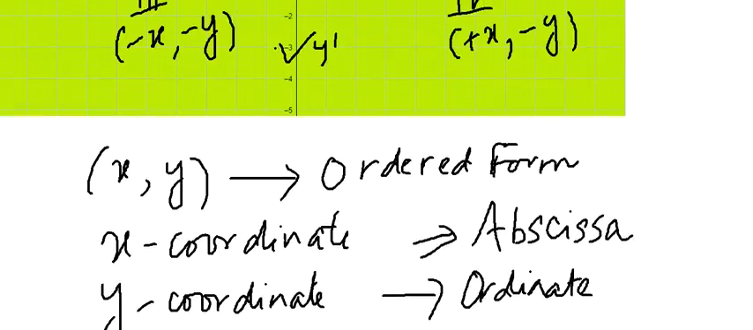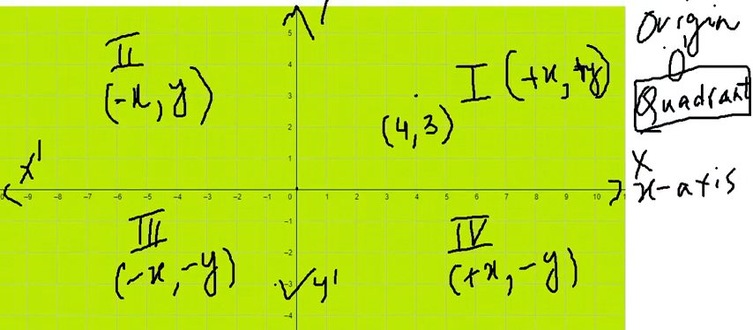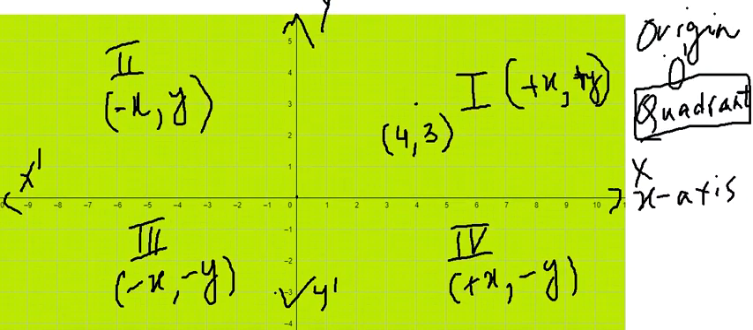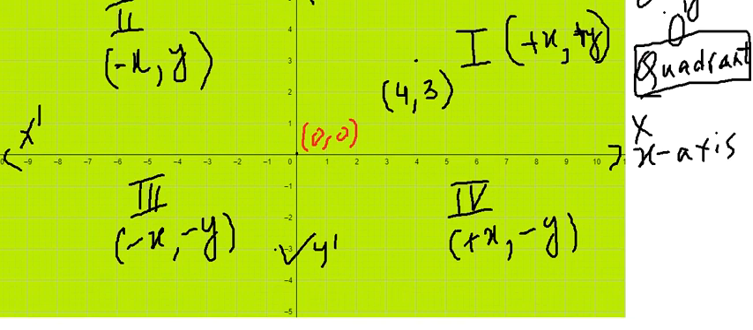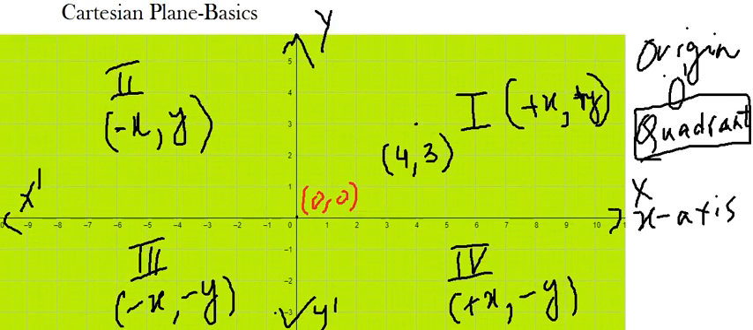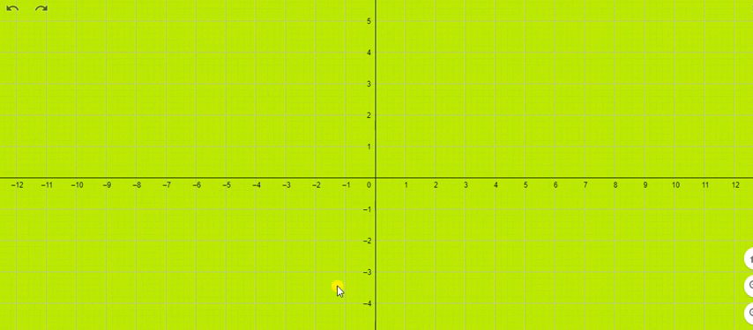So going back, what will be the coordinates of the origin? The coordinates of the origin will always be (0, 0). So this is how the Cartesian plane looks. Now, to give you more examples, let me move on to an interactive board. So what you see here is an interactive board.